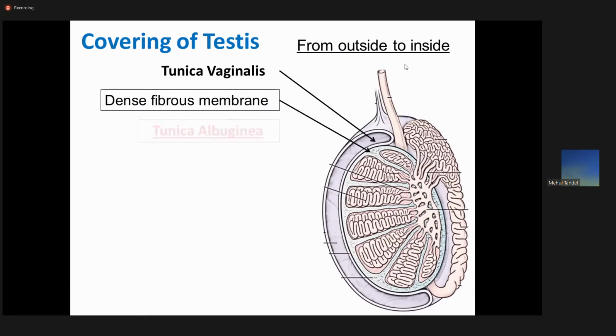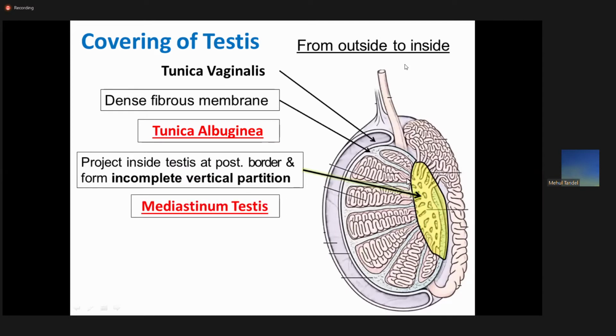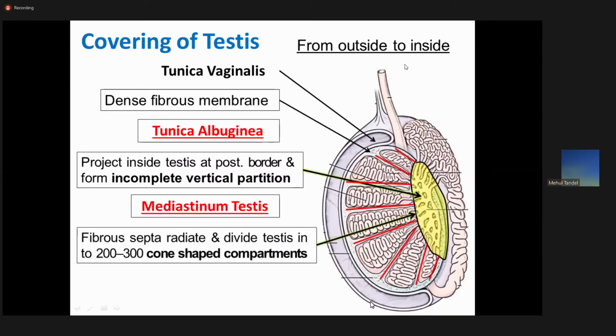a tunica albuginea. This tunica albuginea projects inside the testis from the posterior border and forms an incomplete vertical partition near the posterior border, that is known as the mediastinum testis. From the anterior border of the mediastinum, various septa extend radially into the entire testis and divide the testis into around 200 to 300 cone-shaped compartments. These compartments are known as lobules of testis.